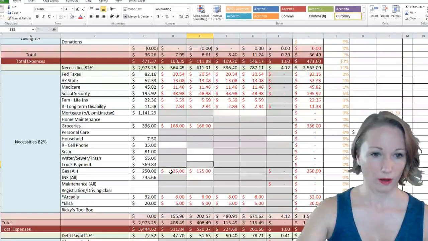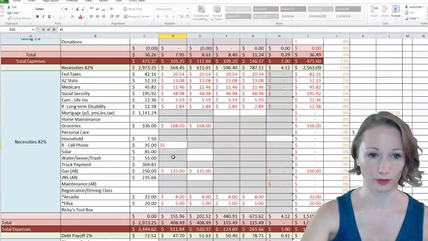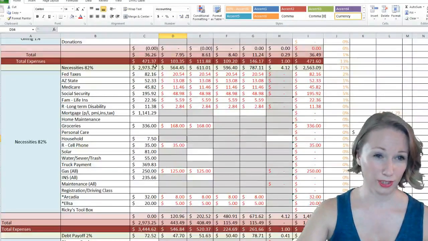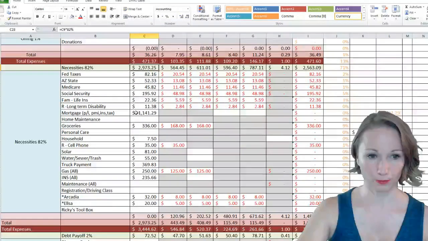We'll see. We're going to go ahead and put the money for my husband's cell phone away right away. So we'll put $35 away for that. And if you can see here, like I said, we're doing 82%. So for the month, we had $2,973 to work with. I've already put the monthly amounts here. And so now, like I said, we're just going to go over and put them in the weekly amount.